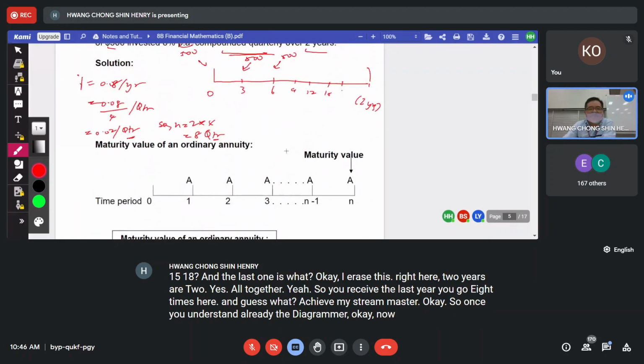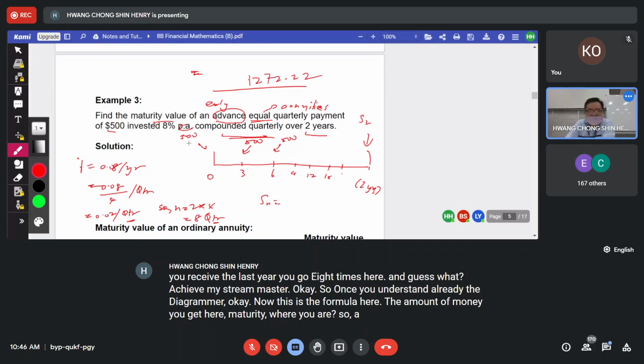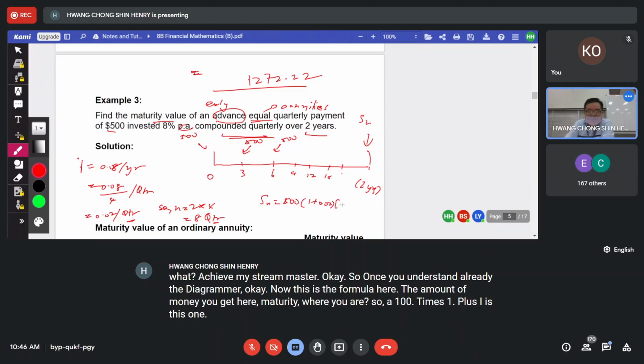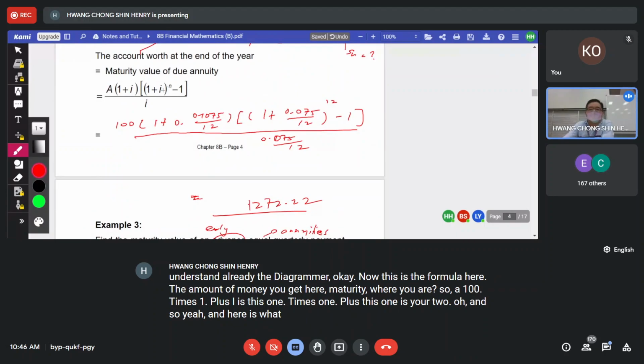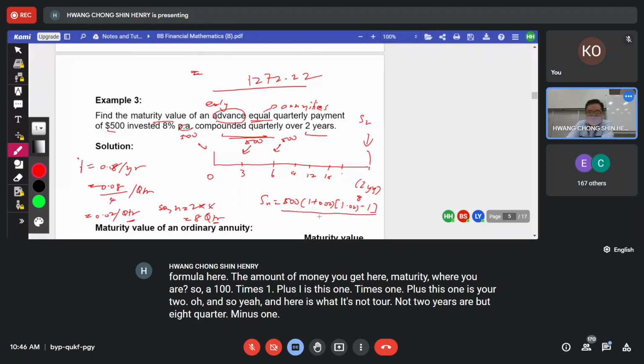Okay, now this is the formula here. The amount of money you get here, maturity value. So A, 500, times 1 plus I, the I is this one, times 1 plus this one, 1.02, power n. So your n here is what? 8, not 2 years, but 8 quarter, minus 1, divided by 0.02. Okay, calculator. How much?